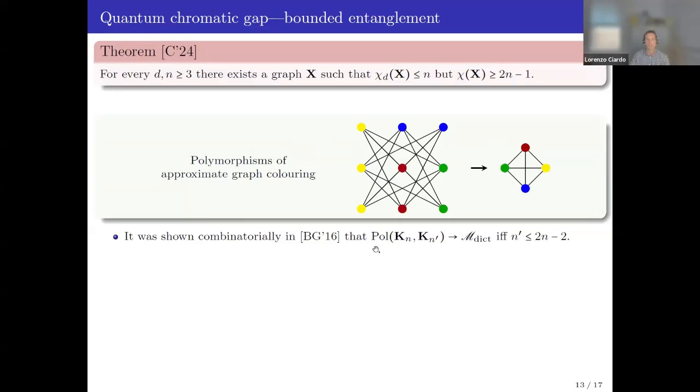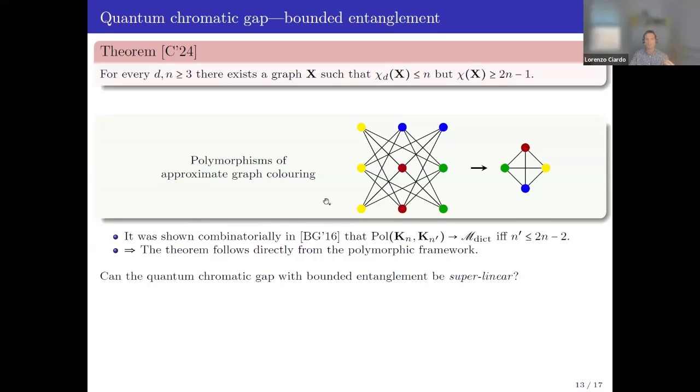So it was shown by them that the polymorphisms of Kn versus Kn prime are trivial precisely when n prime is at most 2n minus 2. And then this automatically gives the theorem by using the polymorphic approach. So we can just reuse essentially the same structural characterization of polymorphisms for approximate graph coloring to tell something about the quantum chromatic gap. Okay, so this means that there is a linear gap between the quantum and the classical chromatic number if the number of qubits, so if D is bounded.